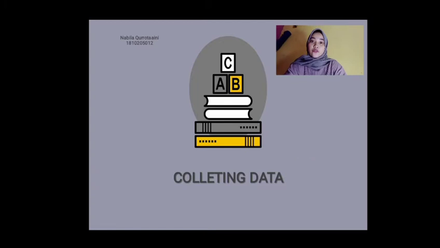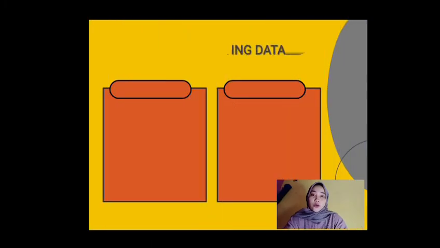Okay, collecting data. First, we must know what is collecting data.